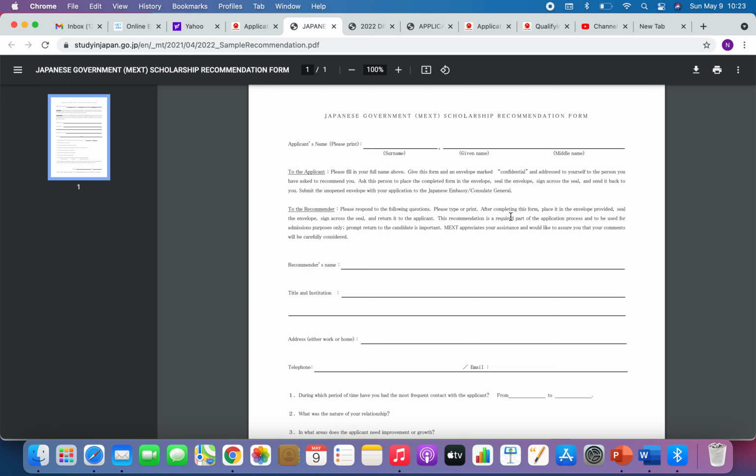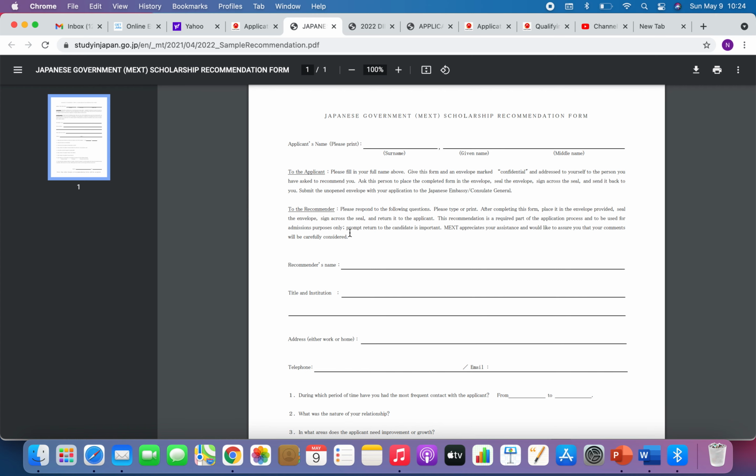Just put it alongside your other documents, and then you take it to the embassy when you're submitting your documents. If you choose to use this style, the person recommending you has to respond to the questions, print or type, and after completing the form, place it in the envelope, seal the envelope, sign across it, and return it to the applicant. This recommendation is a required part of the application process and is to be used for admissions purposes only.